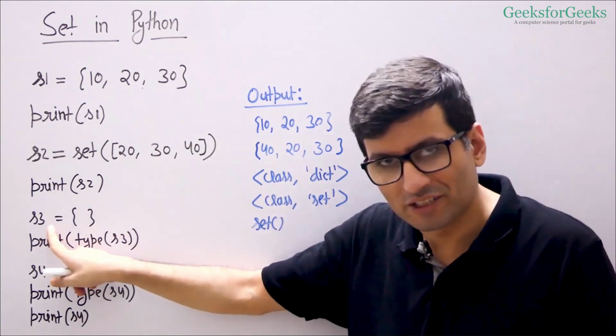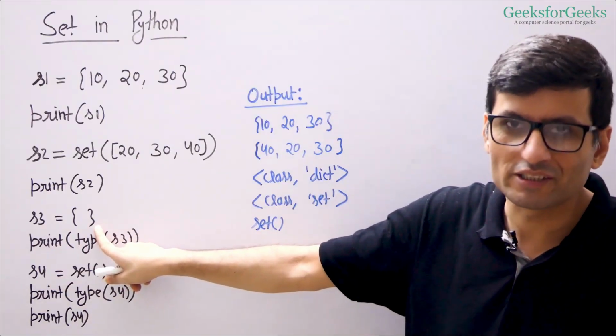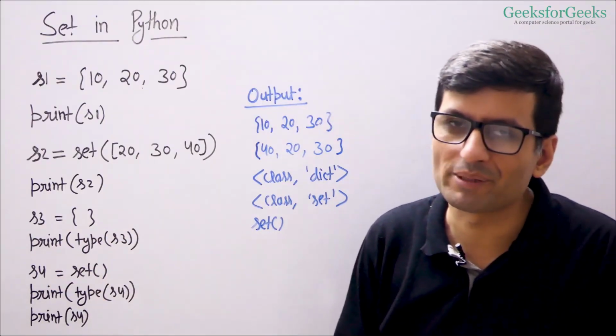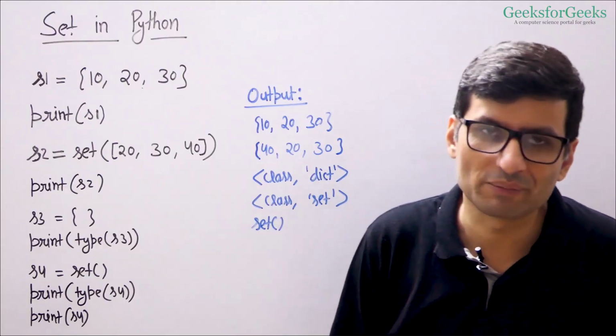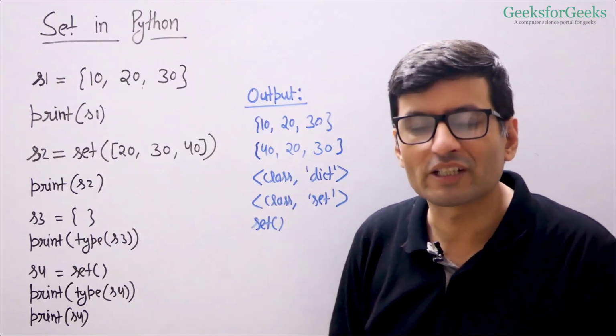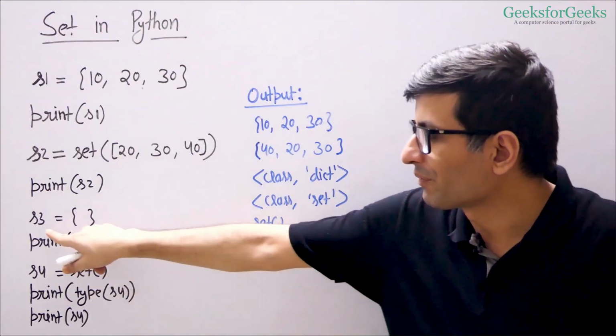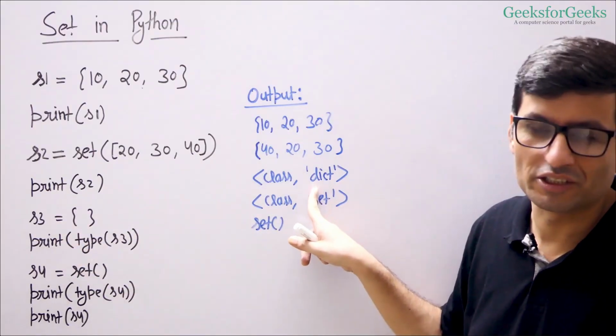Now this is interesting. When you create a variable with a pair of curly braces, and if your intention is to create an empty set, it does not create an empty set. It creates an empty dictionary, because curly braces are used for both set and dictionary. When I printed the type of S3, I got the type as dictionary.